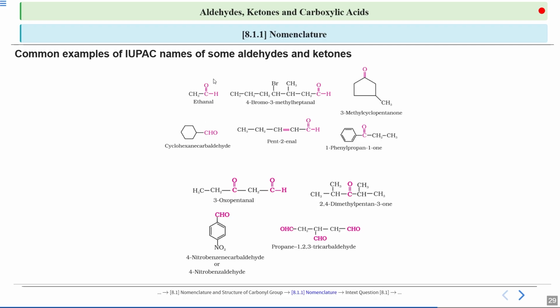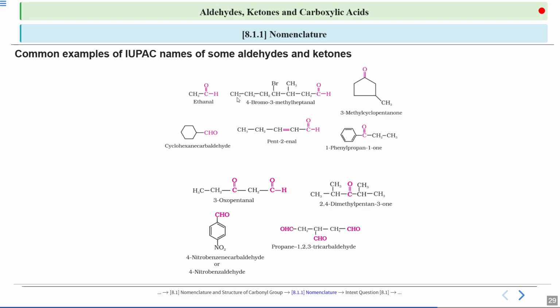Similarly, if you see, this is an aldehyde group. If I do the numbering, then 1, 2, 3, 4, 5, 6, 7 carbon atoms. So the root will be hept, and E is replaced by Al. So this is heptanal. Now look at the substituents. At fourth position, bromine is attached. On third position, methyl is attached. So 4-bromo-3-methylheptanal.